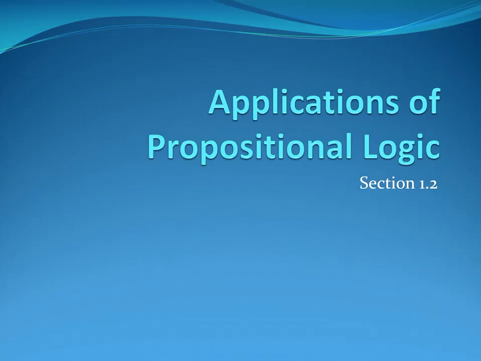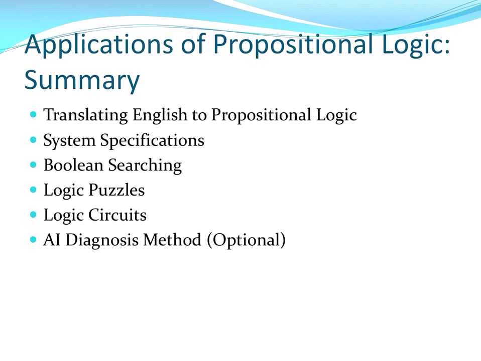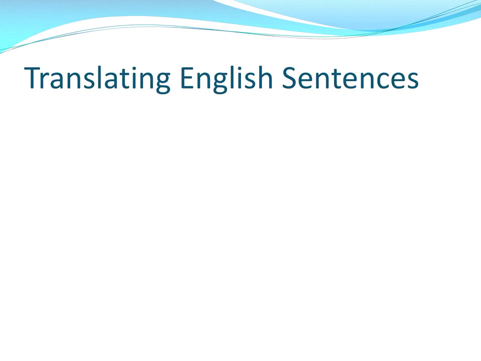We now start section 1.2 in Rosen, Discrete Mathematics and its Applications, and this is applications of propositional logic. These are some of the topics in this section. We will not be discussing the AI diagnosis method. It's optional. And we start with translating English sentences.